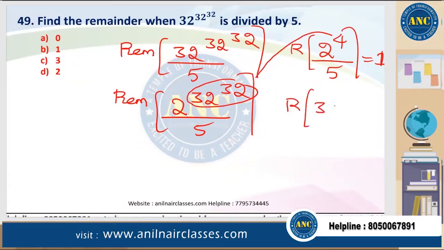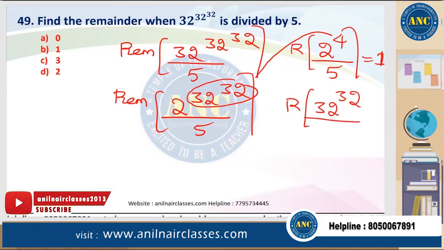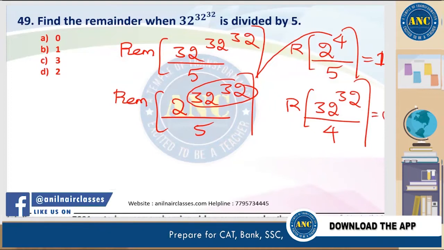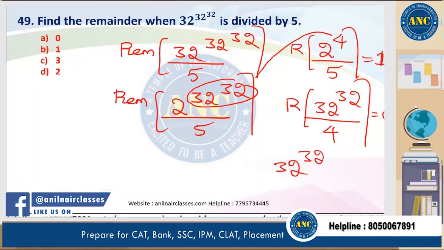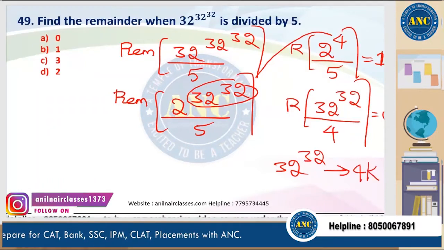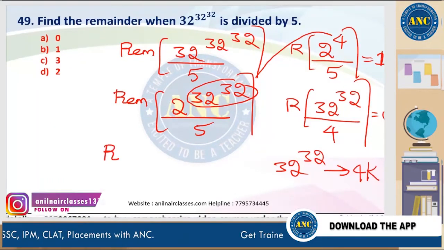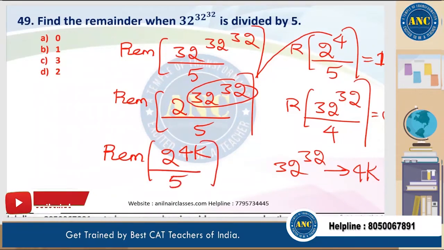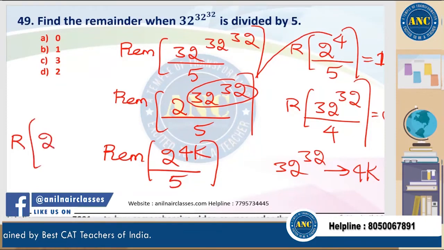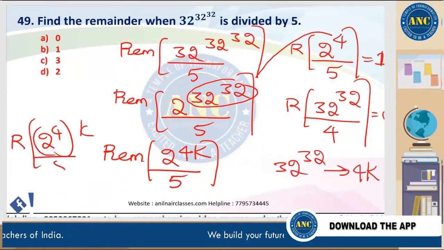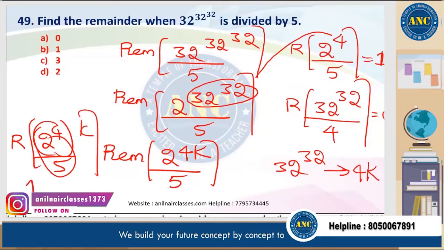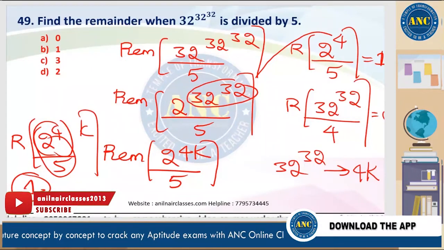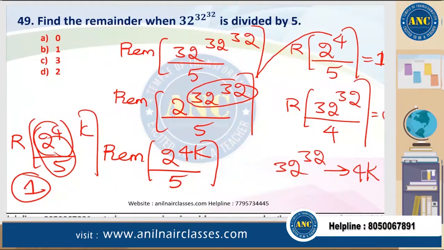So if I divide 32 power 32 by 4, 32 is divisible by 4, so remainder 0. 32 power 32 is nothing but 4k. So this is nothing but the remainder of 2 power 4k when divided by 5, which will become 2 power 4 power k, so 16 when divided by 5 gives 1. Idea clear, right? Already we did a lot of problems in the morning with respect to negative remainder.